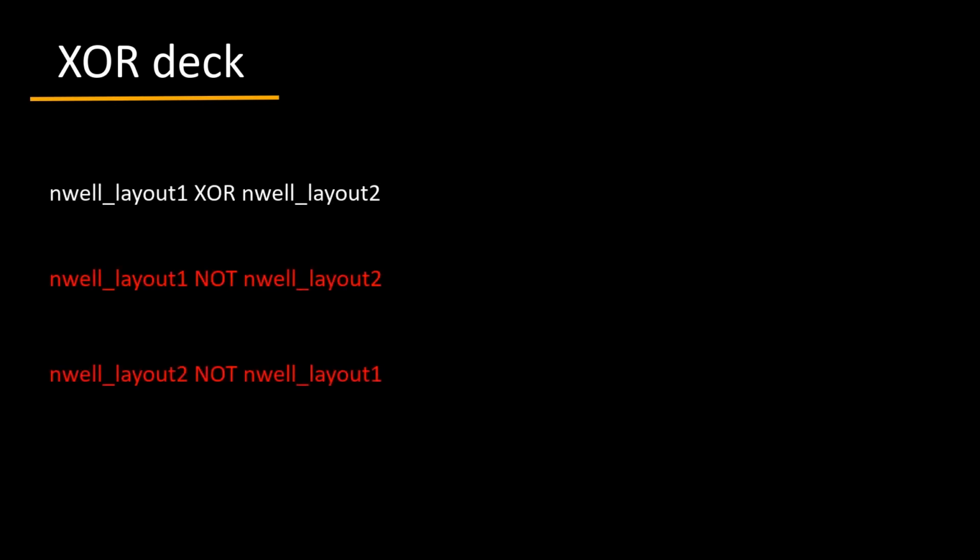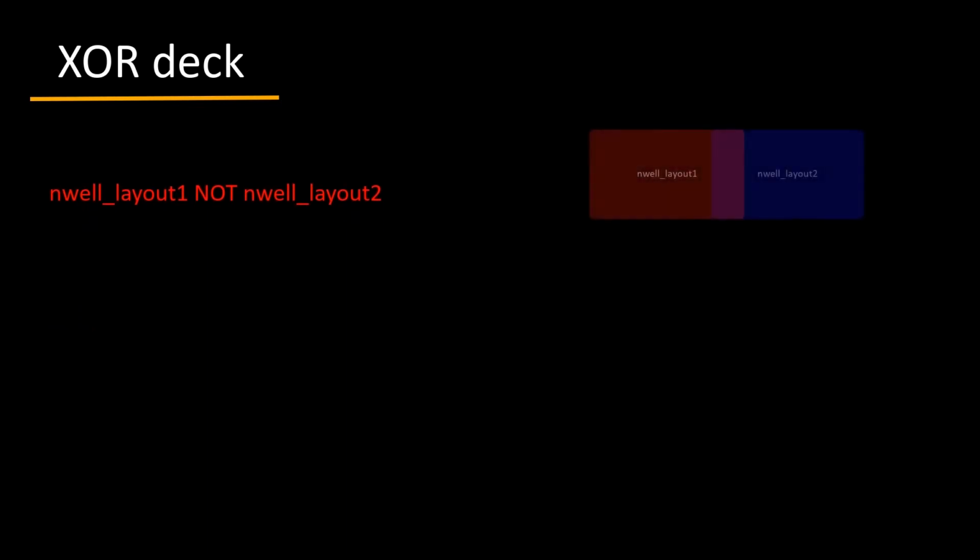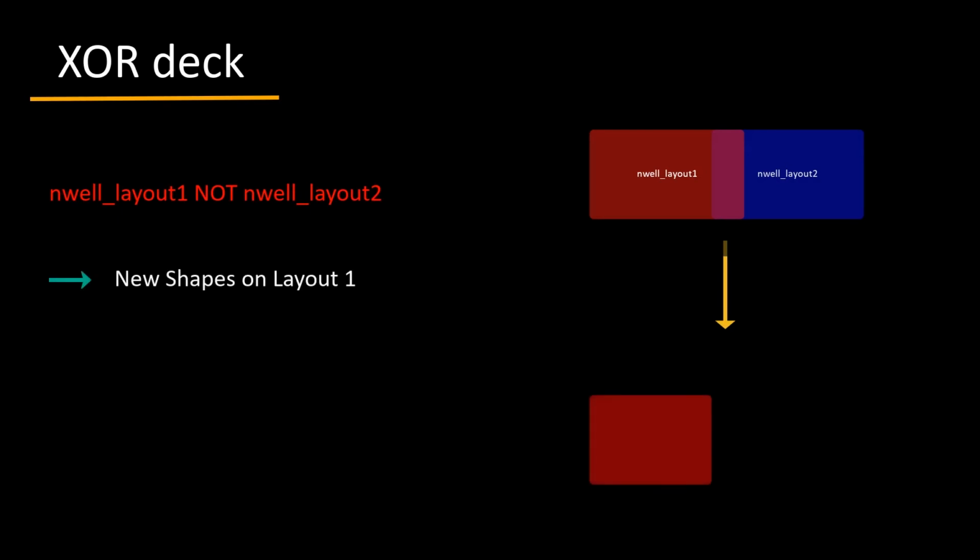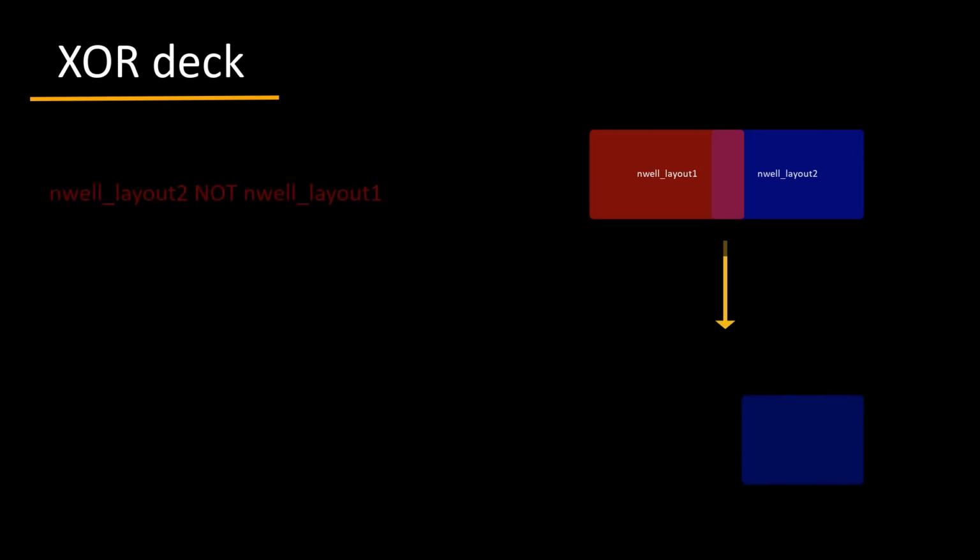These NOT operations are created alongside our original XOR operations generated for each layer pair. The first NOT operation gives shapes in layout 1 that are not in layout 2, and the second NOT operation gives shapes in layout 2 that are not in layout 1.